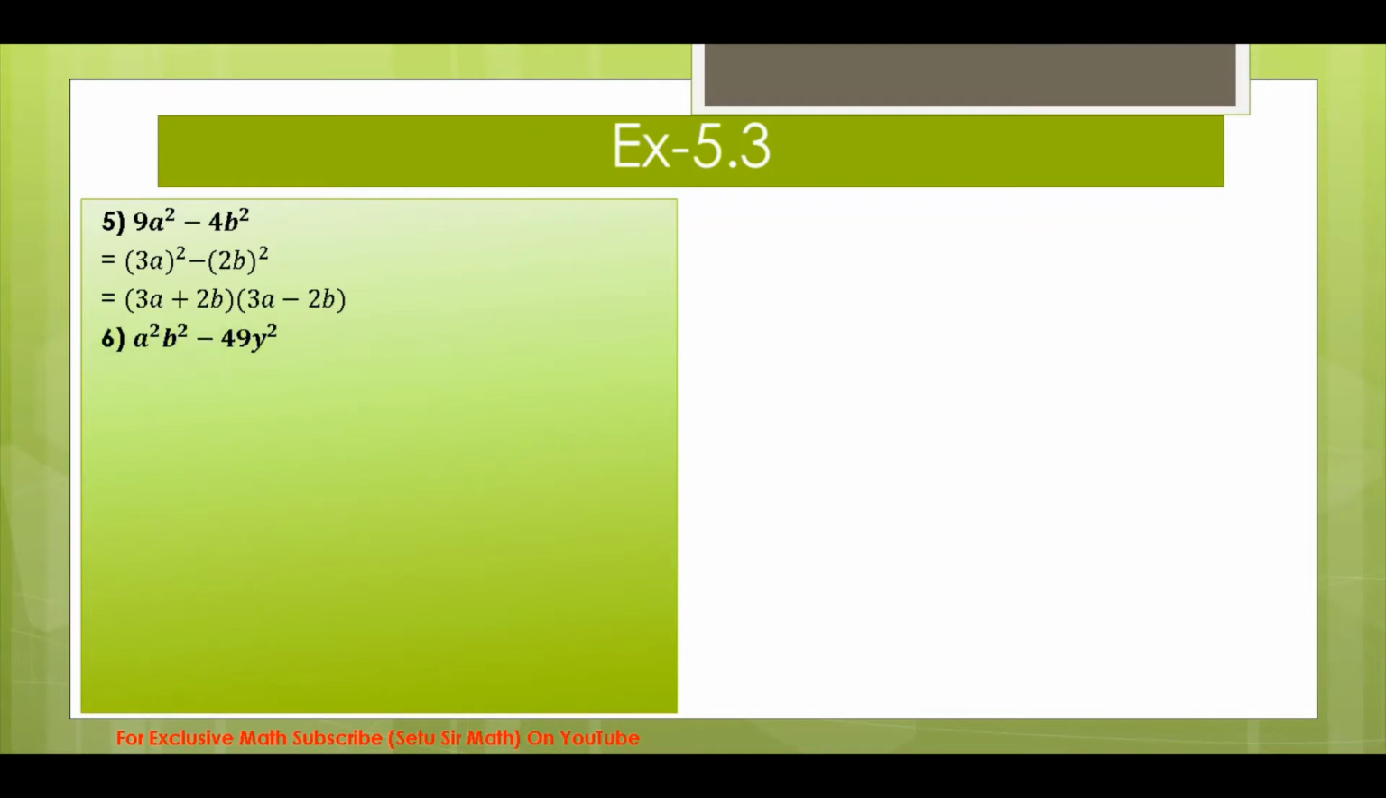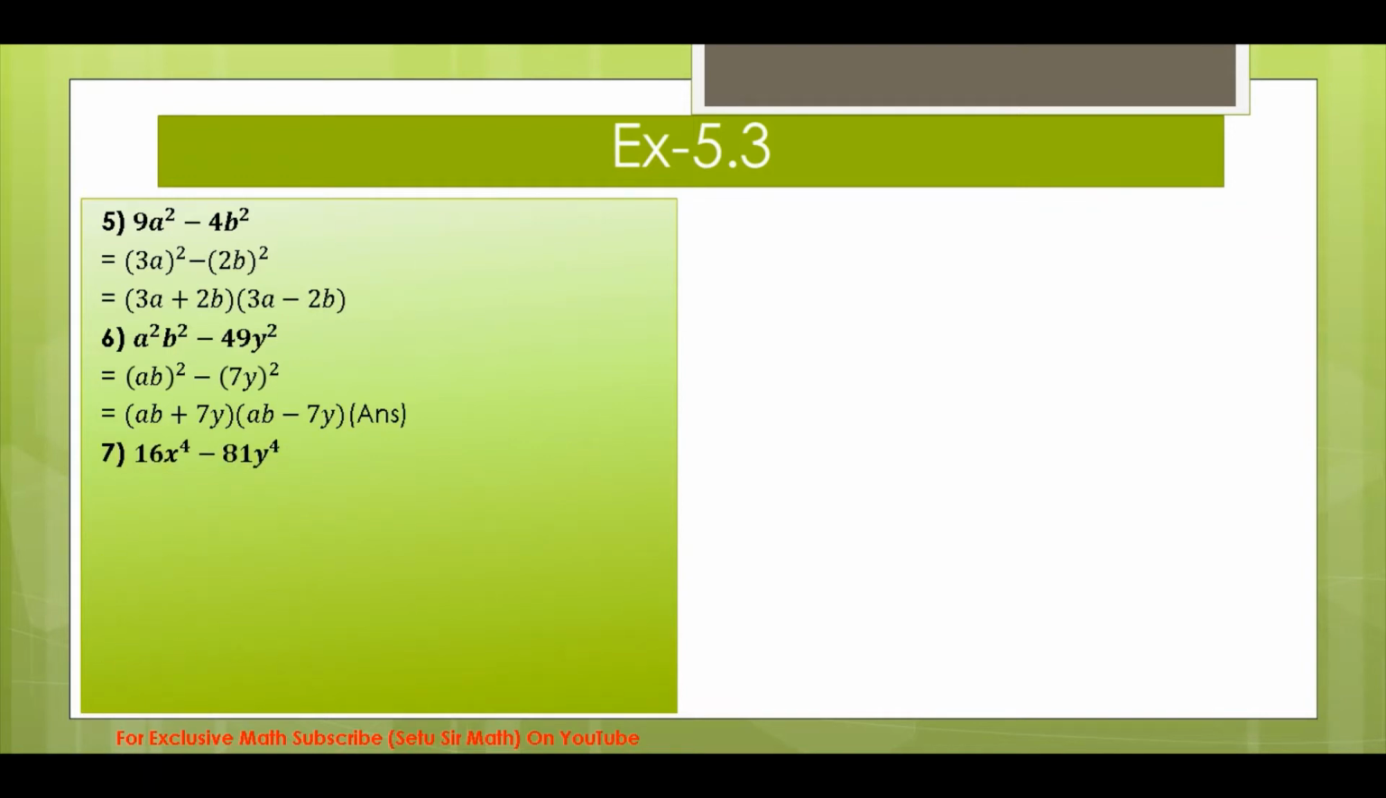Now the 6th math, a square b square minus 49 y square. I mean, you can take the same formula, a square minus b square. How? As you can see, ab whole square, we can write minus 7y whole square, and if we think ab is a and 7y is b, so we will take a square minus b square, that means a plus b into a minus b. So ab plus 7y, ab minus 7y.